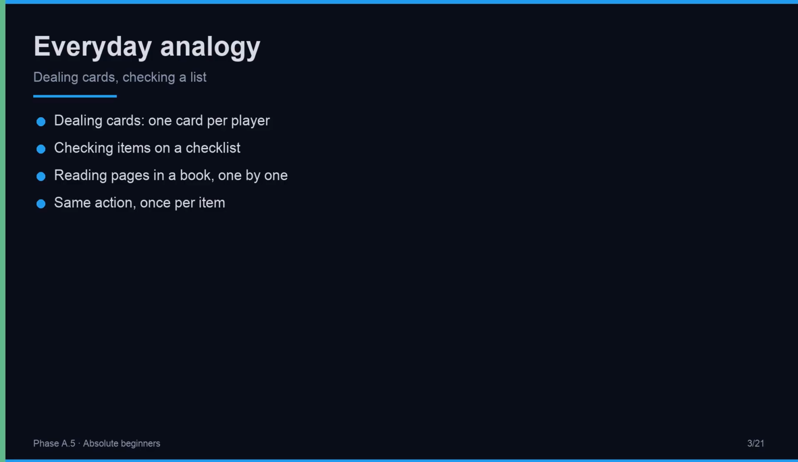Or think of a checklist before a flight. You read one item, confirm it, move to the next. Same step, repeated for each line. A for loop is exactly this pattern. You define the action once. Python applies it to each item, one at a time, until the collection is done. Same action, once per item.